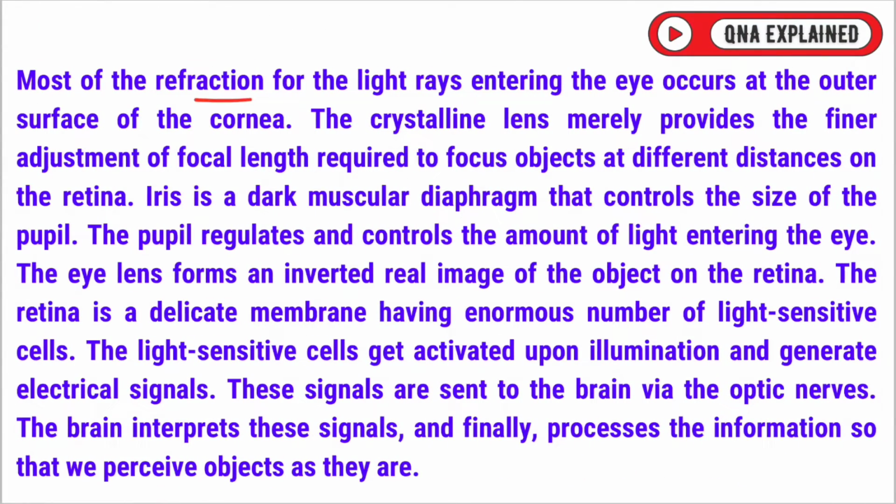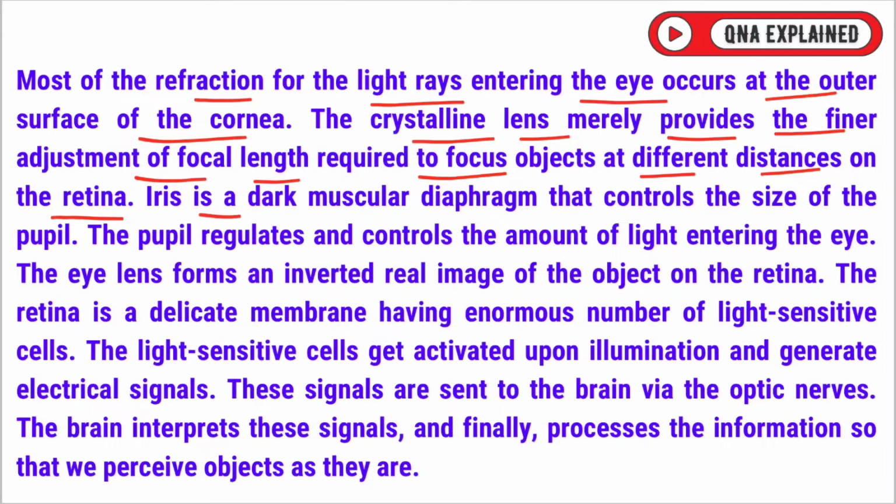Most of the refraction for the light rays entering the eye occurs at the outer surface of the cornea. The crystalline lens merely provides the finer adjustment of focal length required to focus objects at different distances on the retina. Iris is a dark muscular diaphragm that controls the size of the pupil. The pupil regulates and controls the amount of light entering the eye.